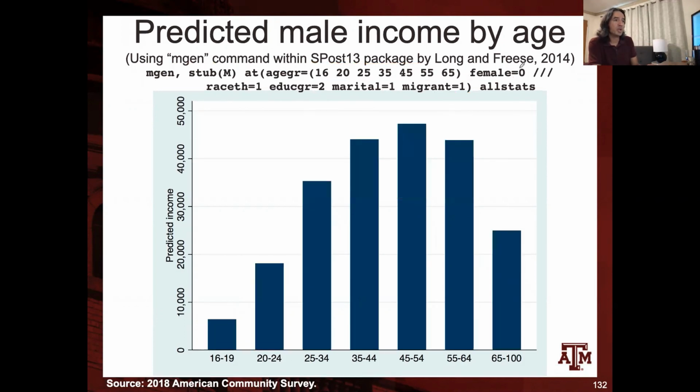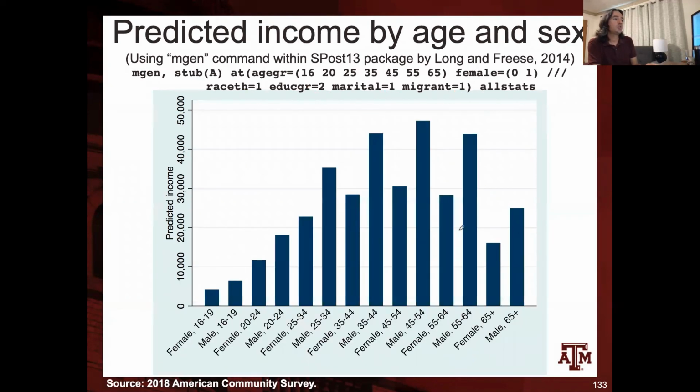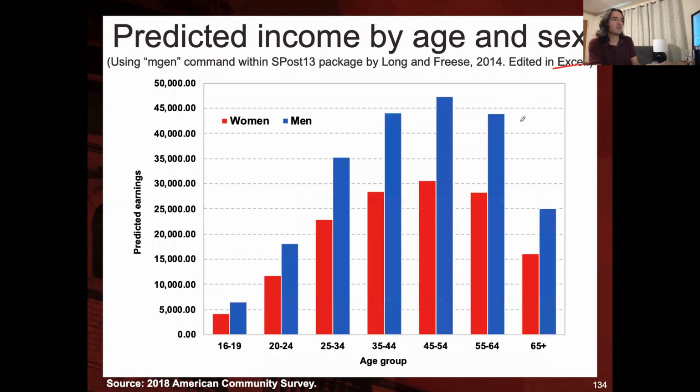I can do the same thing for men. The same white, high school, married, non-migrants. Same thing. And I can do one that shows both men and women. But in Stata, it's kind of hard to see that well. So I get this result here, and I just organize in Excel. So I put within each age, I put men and women more together. So I can see, okay, both of them increase and then decrease, but men always have higher salaries than women, controlling for all those other variables that we have in the model.